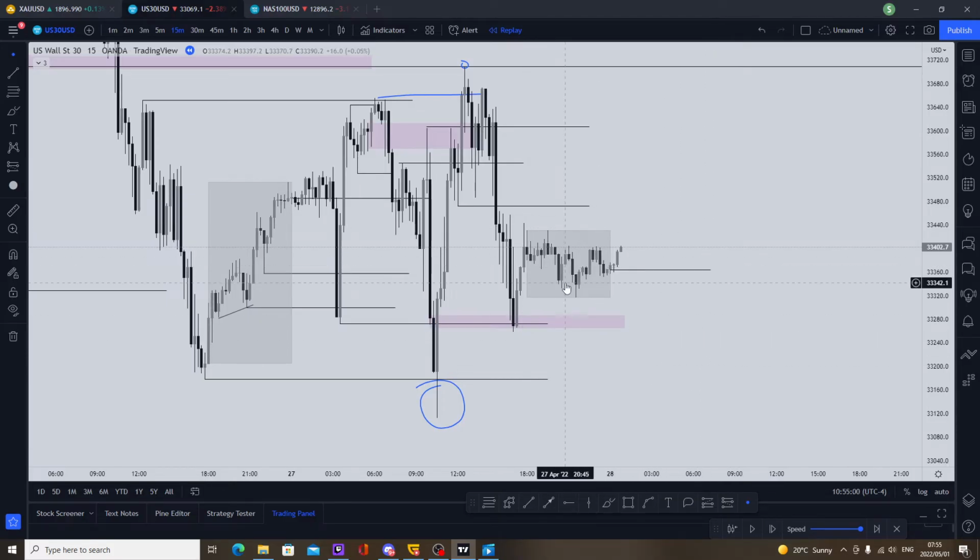And check what happened. But where is the area that we are going to focus? The only thing that I'm going to do, I'm just going to look first at this candlestick to see how market is going to play. Let me check on M5.